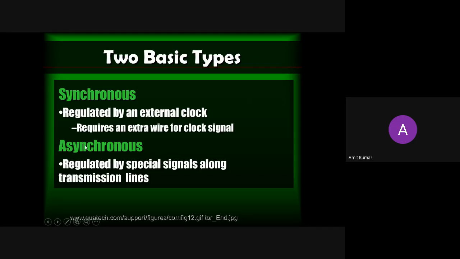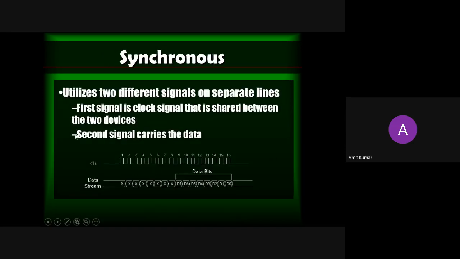In asynchronous transmission, we send the data or signals along the transmission line, so here we need only a single wire. We will see how you can transmit the data. First we are discussing the synchronous type of serial communication. Here we need two lines: the first line will carry your clock signal. You can see there are trains of pulses; these are known as clock pulses.